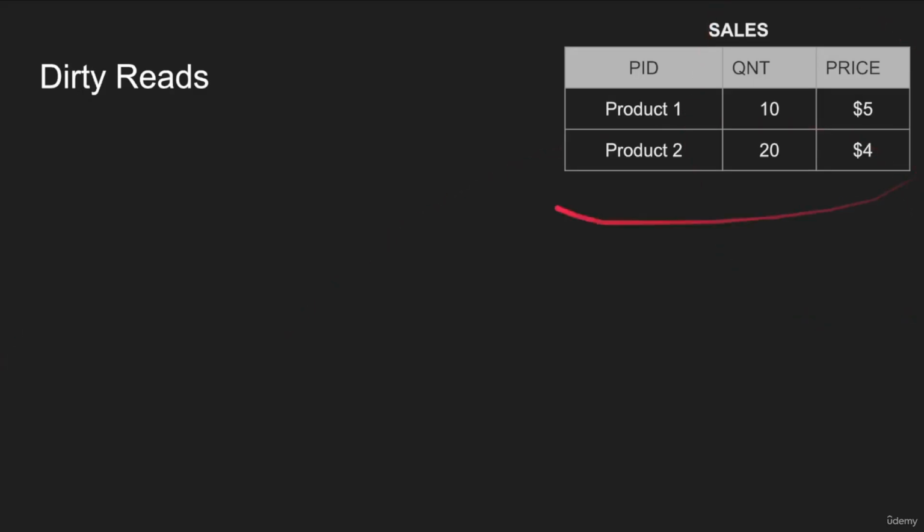So we have a sales table here, and we have 3 columns: product ID, quantity, and the price. Product 1 has sold 10 quantities, and each is $5. So the total price is what? $50. So we sold $50 worth of product 1. Product 2 is 20 quantity, $4. So the total is what? $80. So what is a dirty read in this case?